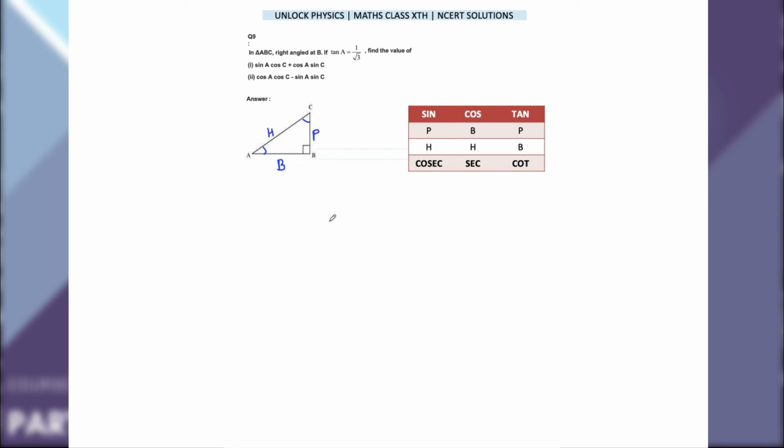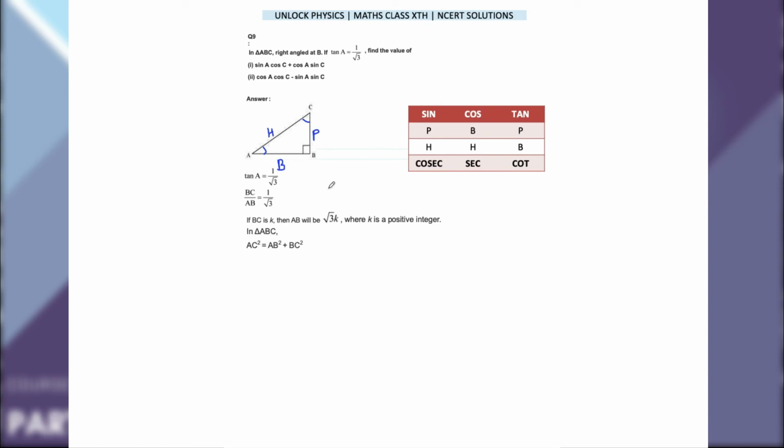So for angle A, we have perpendicular this, we have base this, and we have hypotenuse this, and for angle C, this becomes our perpendicular, this becomes our base, and hypotenuse remains the same. Remembering our trigonometric ratio table, we have tan A is equal to 1 by root 3, which is perpendicular upon base, which would be 1 by root 3. So if BC is k, then AB will be root 3k, where k is a positive integer.